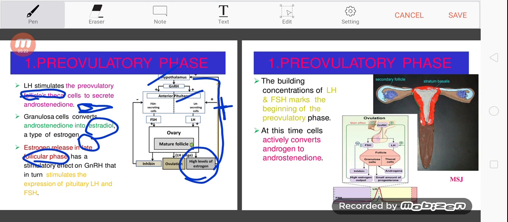It stimulates the hypothalamus to secrete more GnRH. The GnRH stimulates the anterior pituitary, and estrogen also stimulates the anterior pituitary to secrete more LH and FSH. And this LH release eventually becomes so high that we call it the LH surge, which will cause the ovulation. So the building concentration of LH and FSH marks the beginning of the pre-ovulatory phase.